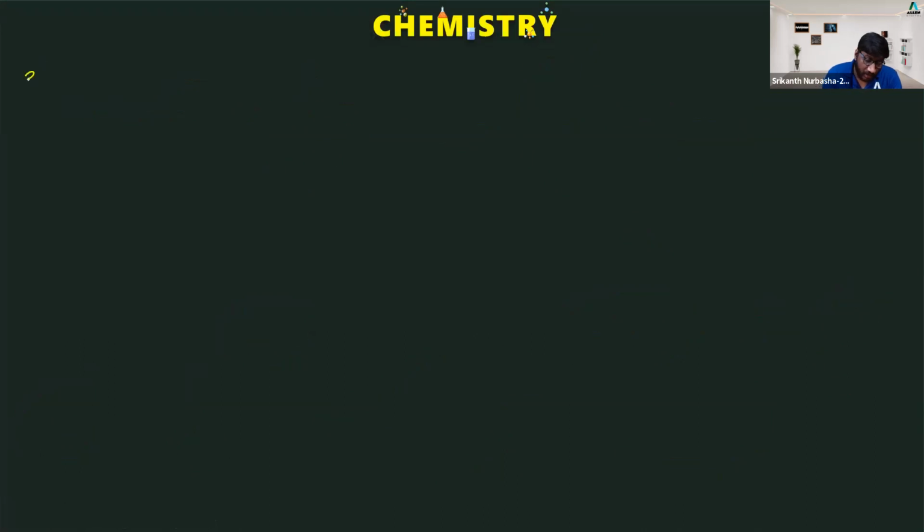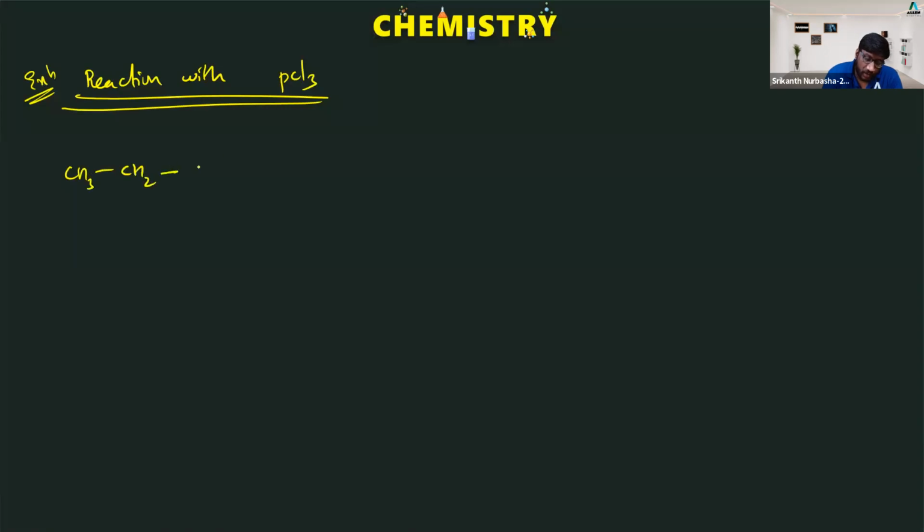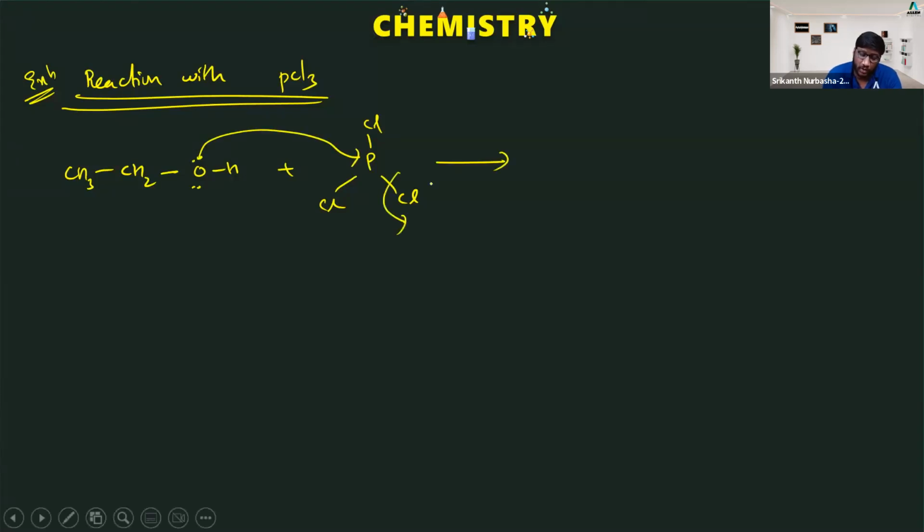Next, reaction with PCl3. Same type of reaction with PCl3. So I take CH3CH2OH. We have a lone pair of electrons on alcohol, and we are treating this with PCl3. So phosphorus has vacant orbitals, and the lone pair of electrons on oxygen can attack the phosphorus. As soon as the attack occurs, the phosphorus-chlorine bond leaves. So loss of chloride ion occurs.